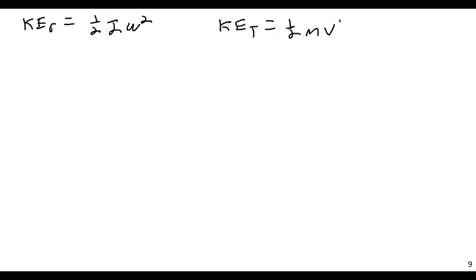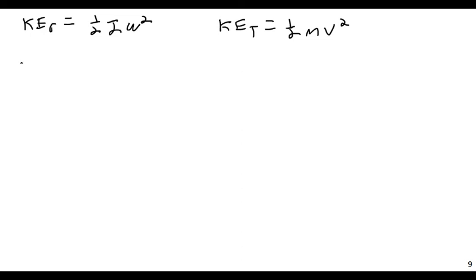Okay, so can someone remind me of the formula for rotational kinetic energy? I can't remember. It's KE rotational equals 1/2 I omega squared, right? 1/2 I omega squared is our formula for rotational kinetic energy. And, of course, KE translational is 1/2 mv squared, where v is a translational velocity, right?